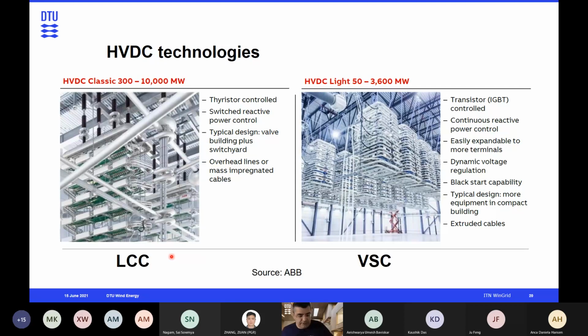When we talk about technologies, and I will go very fast on that, LCC, the line commutated one, is an old and very mature technology.